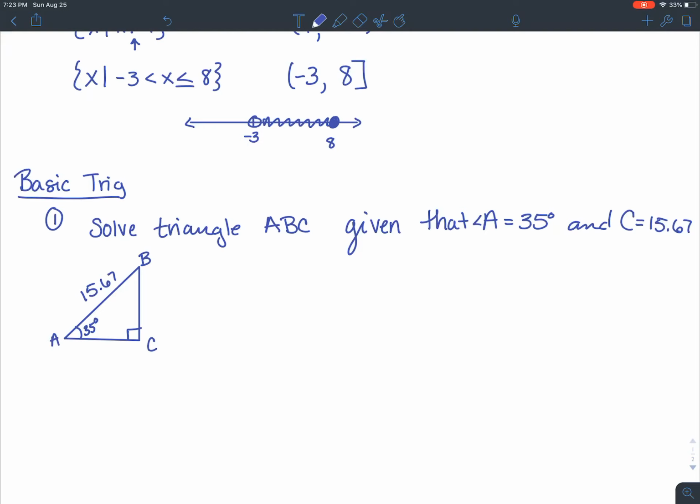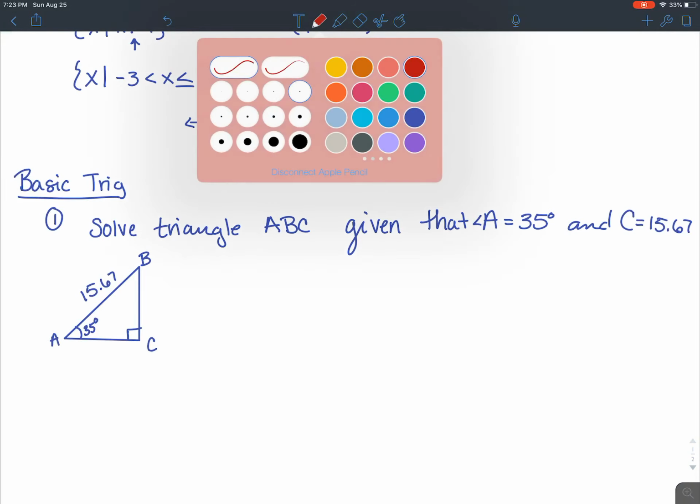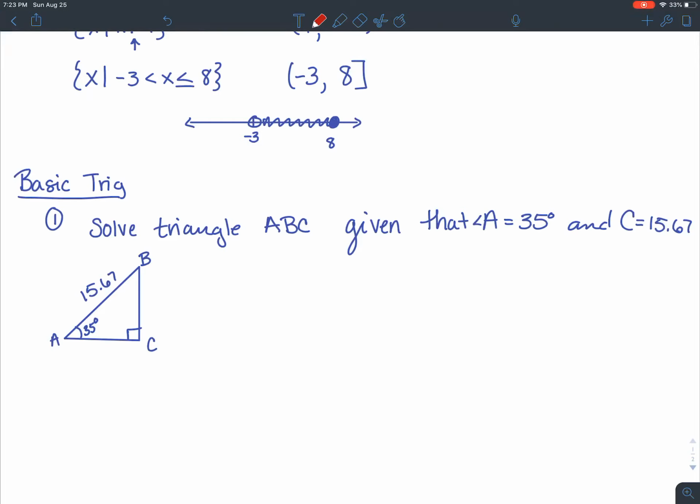For right triangles, hopefully you remember, we are supposed to use SOH CAH TOA. I'm going to write those out. SOH: sine equals opposite over hypotenuse. CAH: cosine equals adjacent over hypotenuse. And then the TOA: tangent is opposite over adjacent.